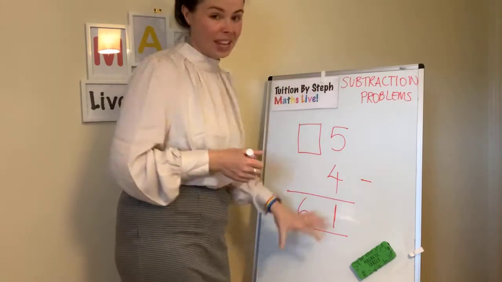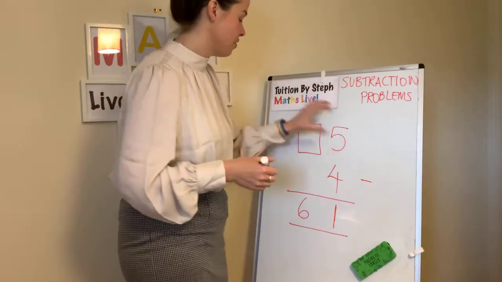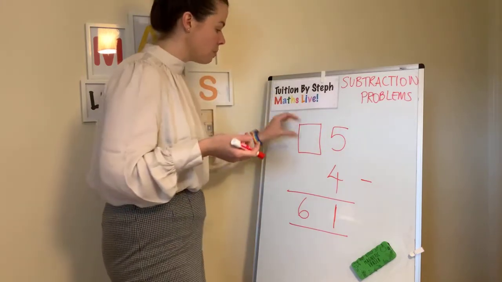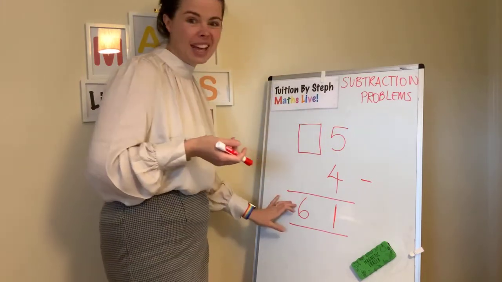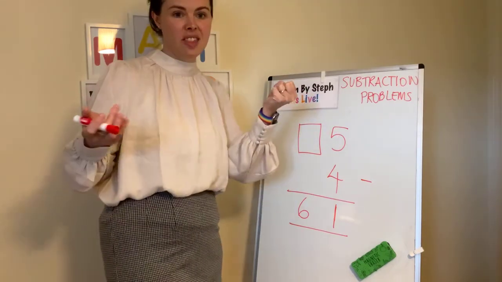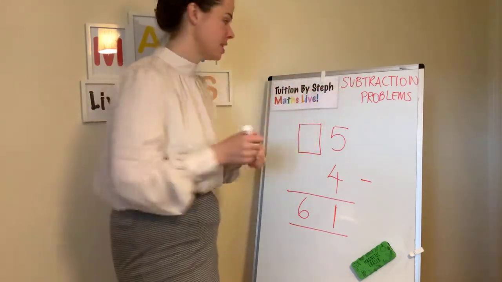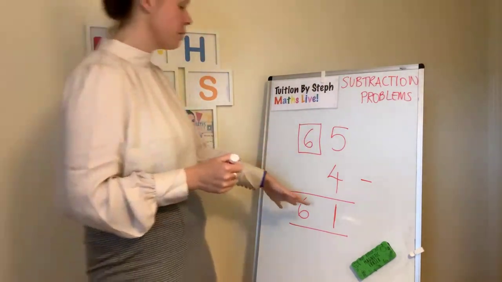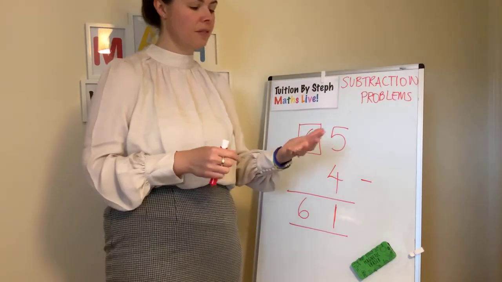So, units. Units are actually done for us already. 5 take away 4 is 1. So that works. Brilliant. So something in this box makes 6. So if you've got, currently there's nothing in there, what do you make it into make 6? 6. And let's check it. Is 65 take away 4? 61. So 65.